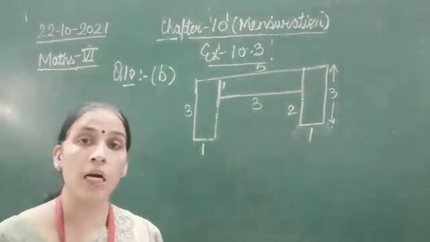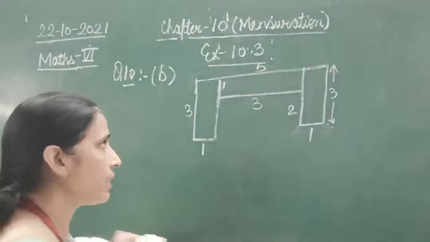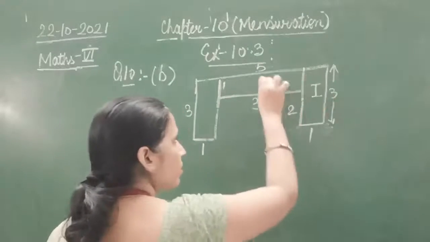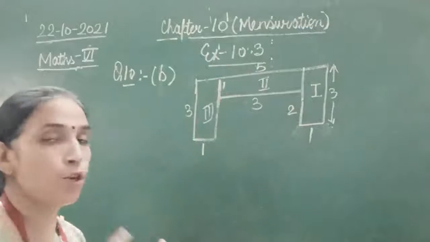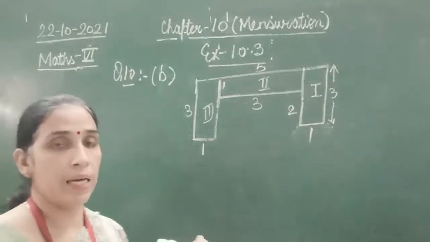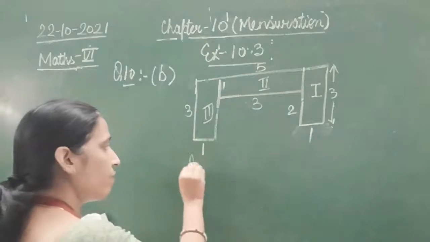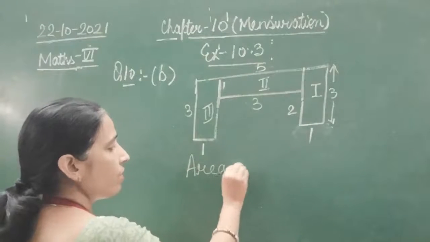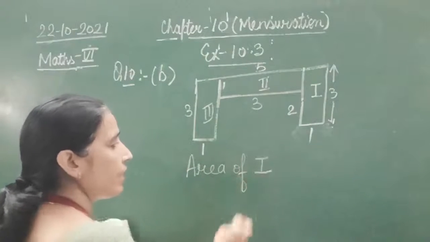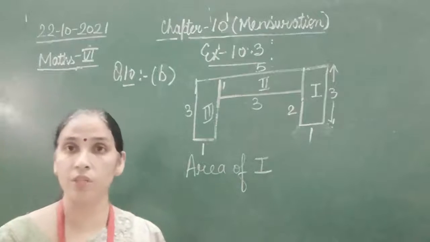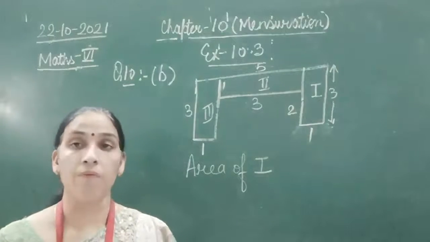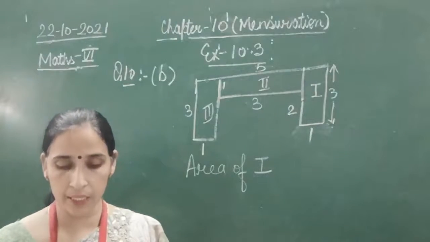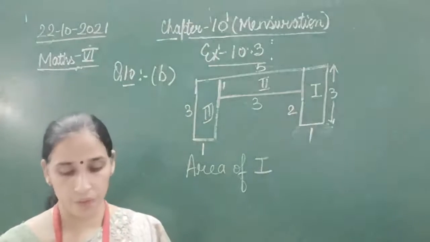So how many rectangles have we got? 3 rectangles: 1, 2 and 3. Again, the length and breadth of all the rectangles are the same. You can find the area of the first rectangle, the area of the second rectangle, and the area of the third rectangle. So that is what it is: finding area by splitting the given figure.